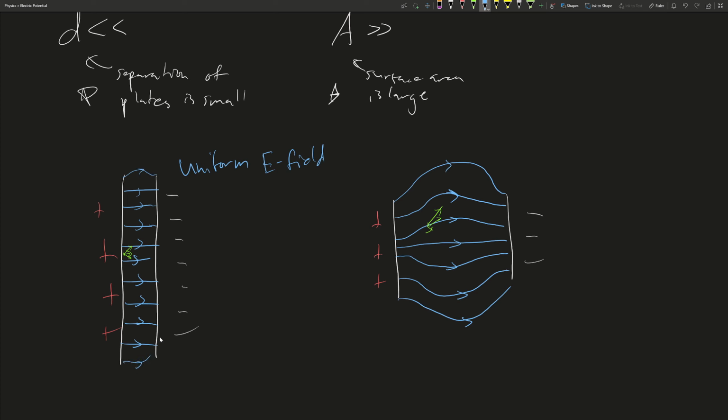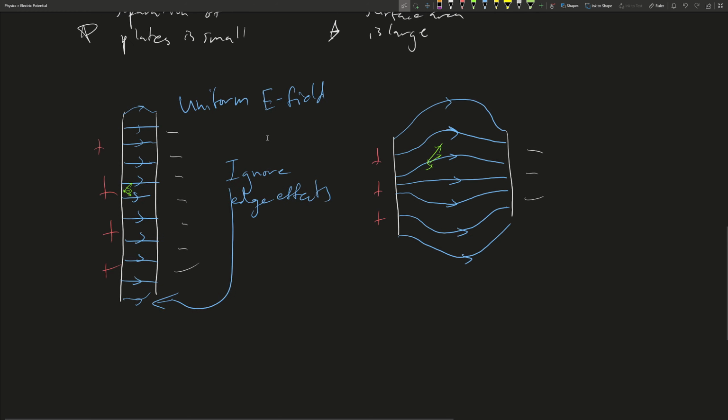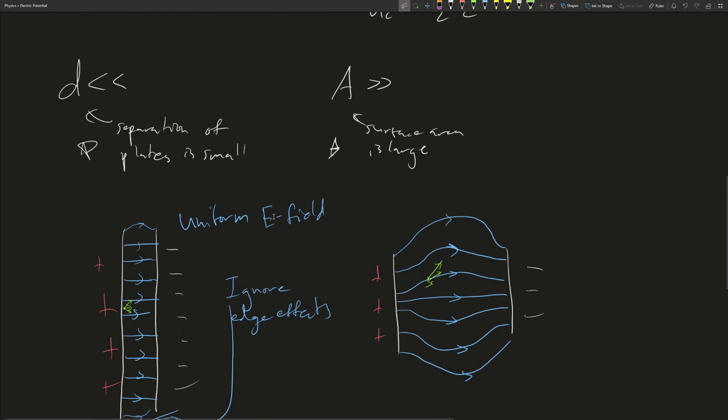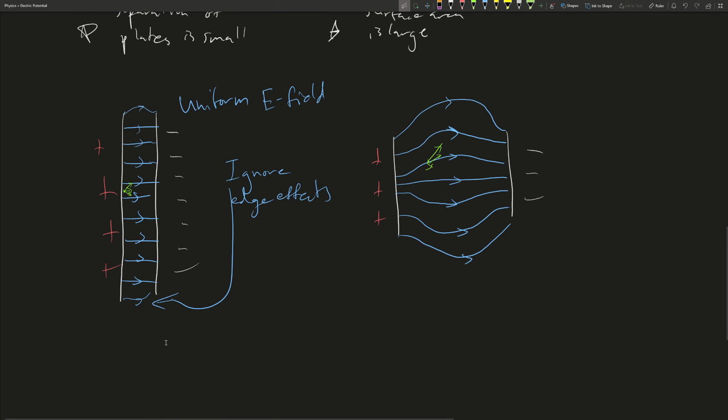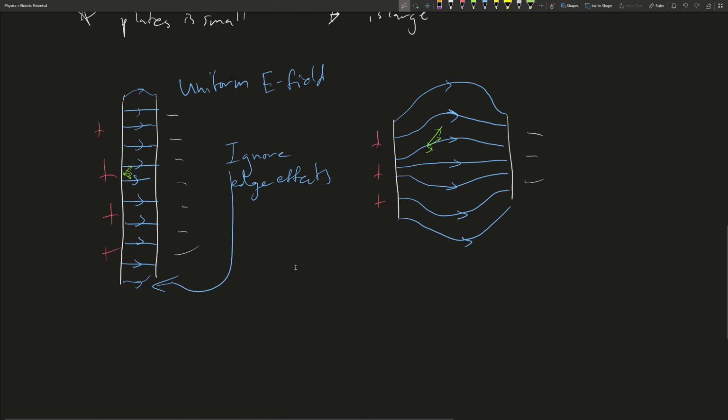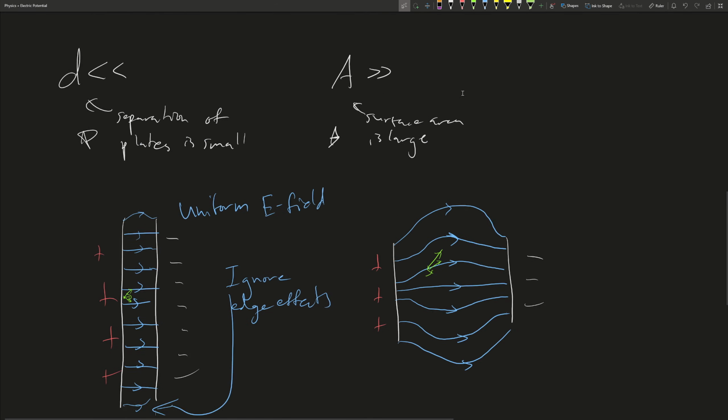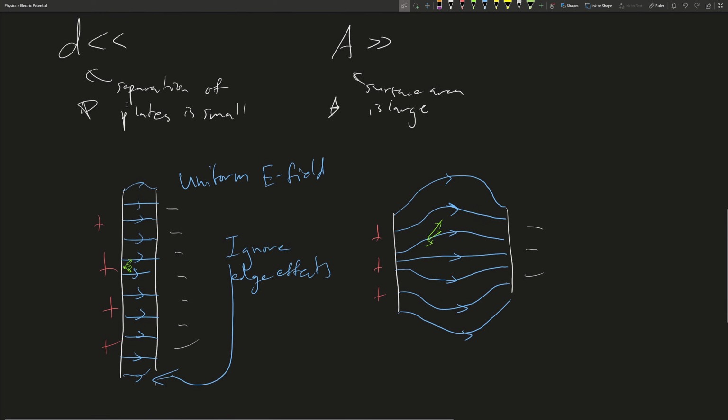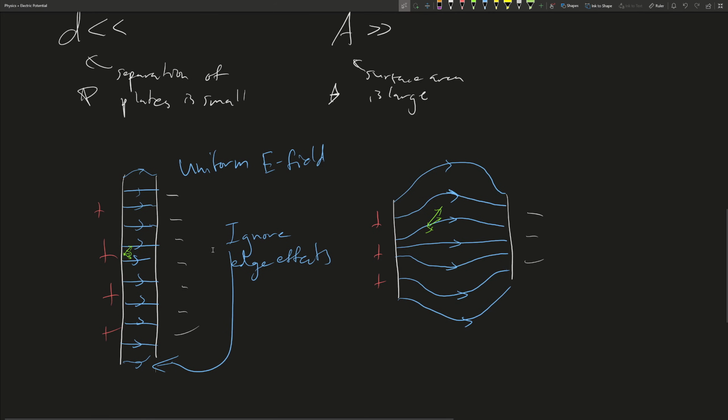So when we're dealing with capacitors, we are assuming that the distance is small compared to the area, and then we are going to ignore edge effects. So we're ignoring these curved parts of the electric field because that's going to go against our assumptions of what a capacitor is, and they're small enough usually when these conditions are met that they're negligible. But it has to be that the surface area is large and the distance between these is small.